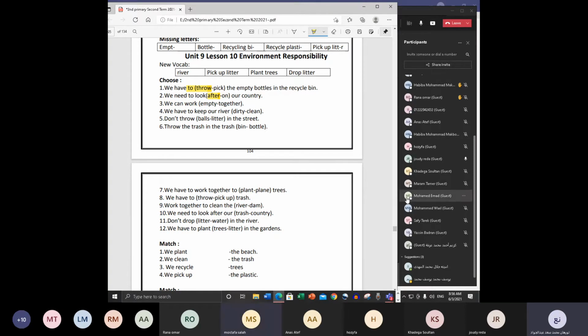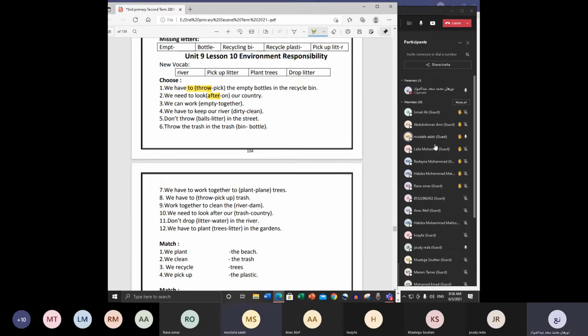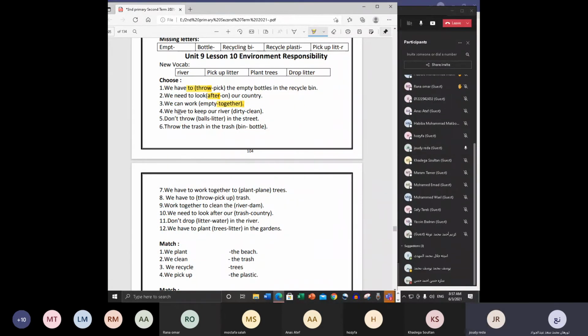Number 3. ممكن مصطفى صلاح يقفل المايك. Ismail, number 3. Yes miss. Okay, we can work together. Thank you. Work together means to cooperate with each other, نتعاون مع بعض. Okay, number 4, ليلى. جودي رضا معلش اقفل المايك. Okay, number 4, Layla.